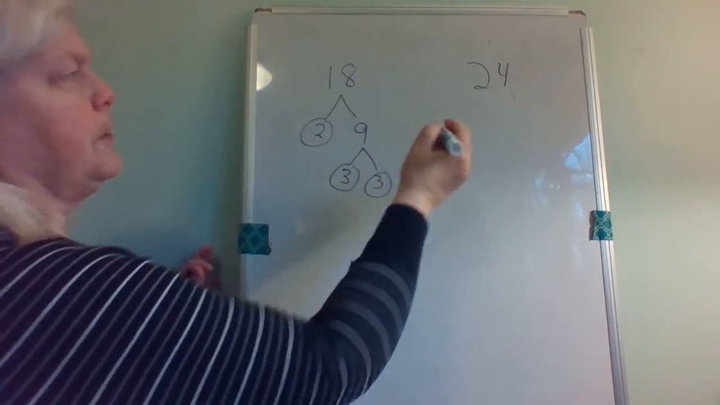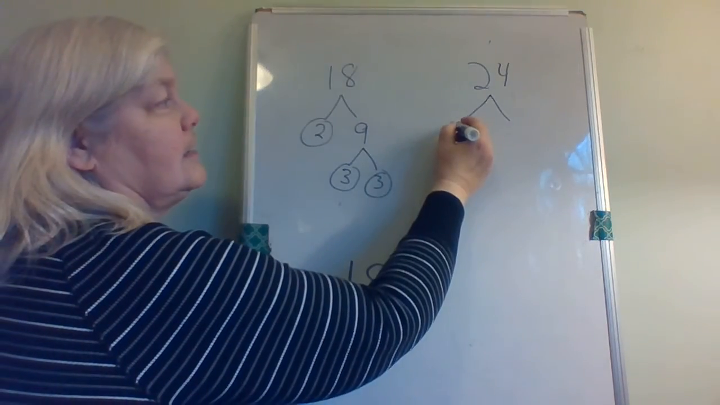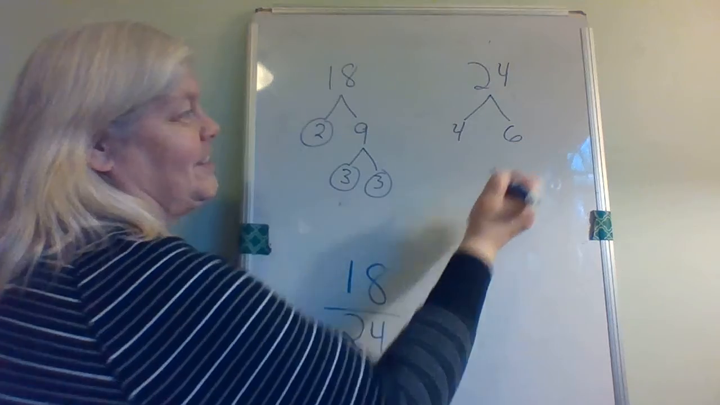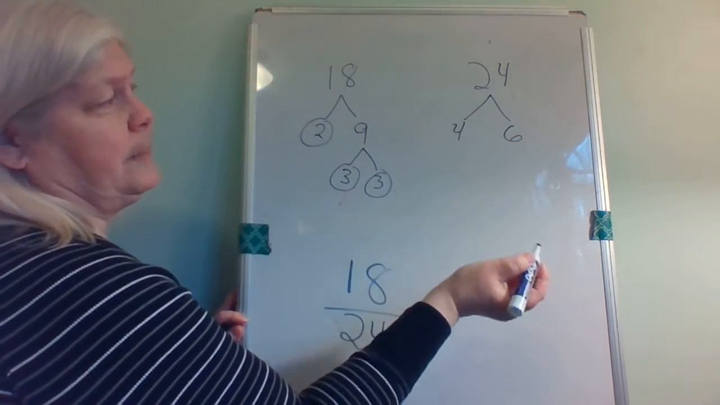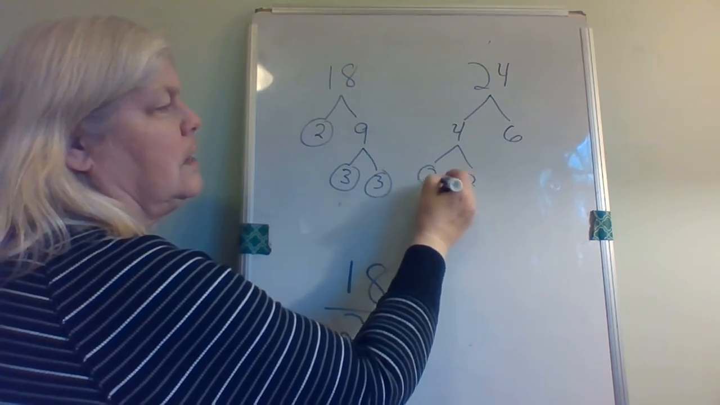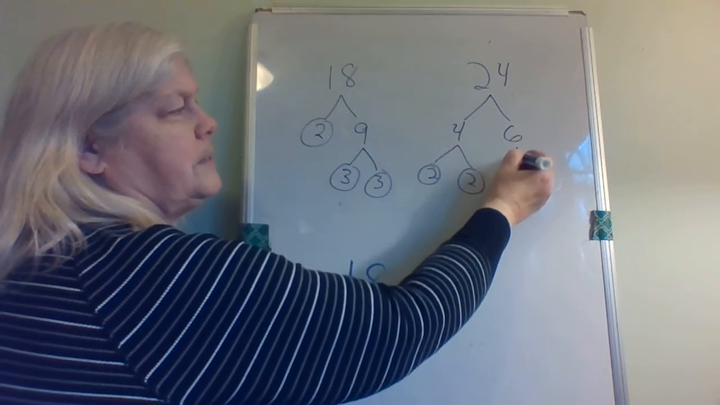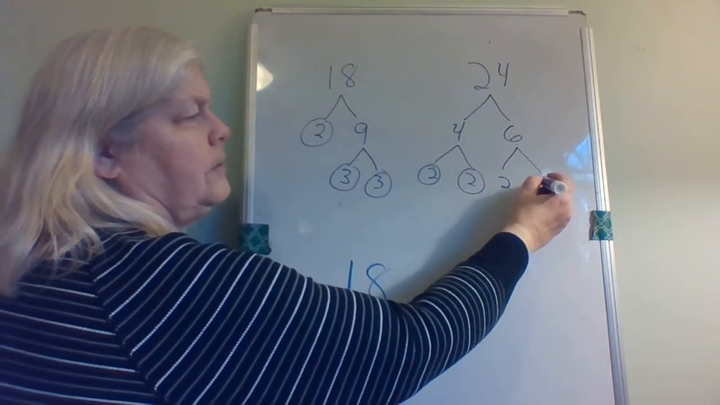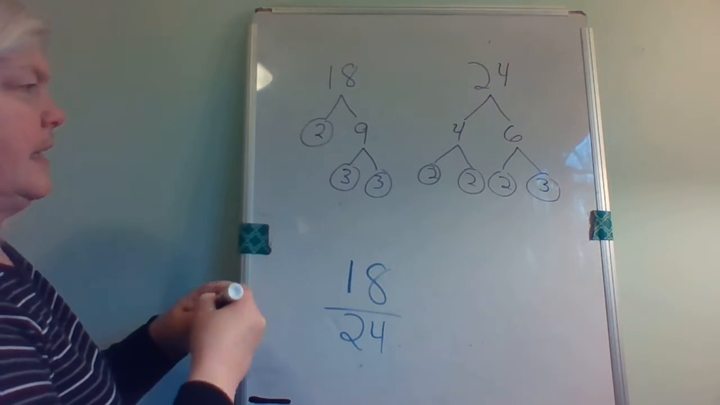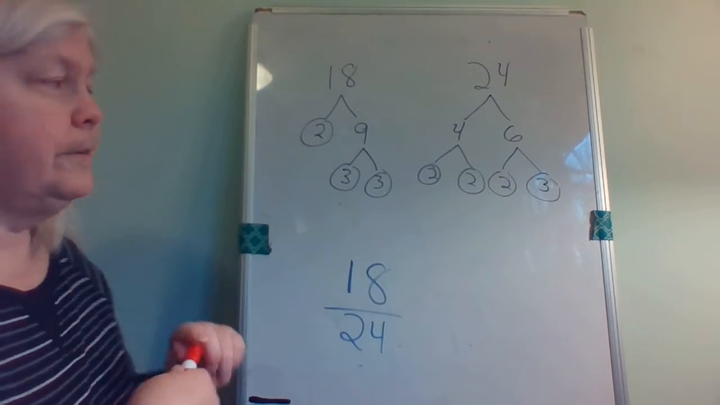All right, let's do 24. How about 4 times 6? 4 times 6 is 24. 24 has a lot of factors. And neither of those are prime, so we have to make some more branches on this tree. 2 and 2 are factors of 4, so we'll circle them, they're prime. And factors of 6 are 2 and 3. They are both prime, we'll circle them. All right, so we're getting our GCF. We found all of the F in GCF.